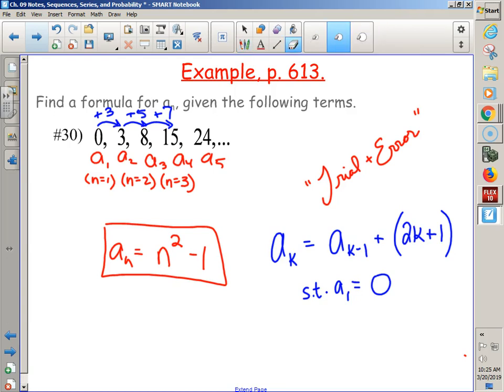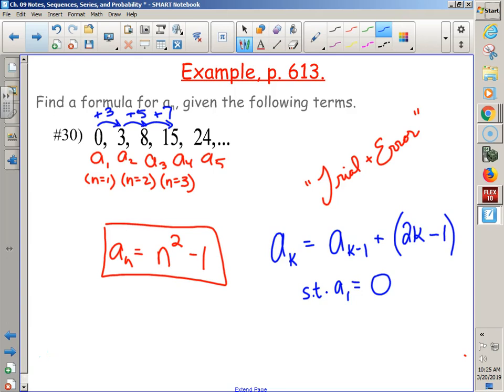I want 3. So let's do 2k minus 1. Does that work? Now try. To get the second term, take the first term, 0, and add 2 times 2 is 4 minus 1 is 3. 0 plus 3 is 3. How do I get to the third term? I take the second term, 3, and I add 2 times 3 is 6. 6 minus 1 is 5.